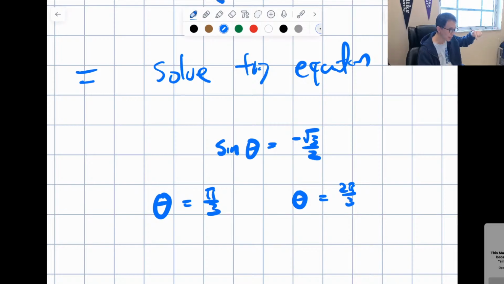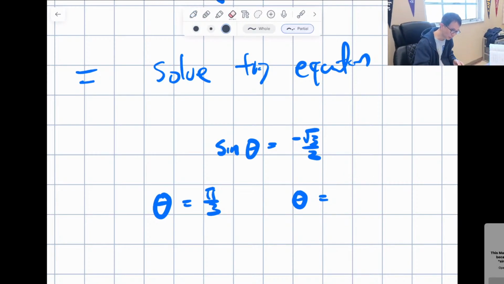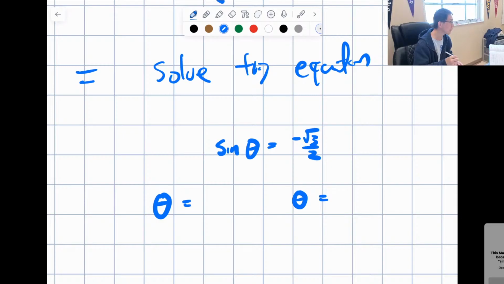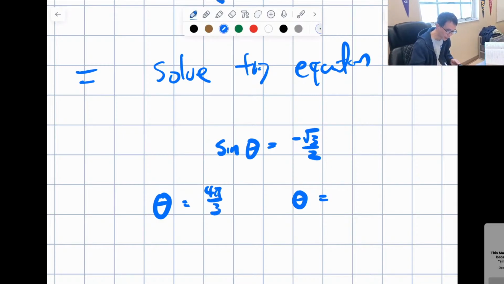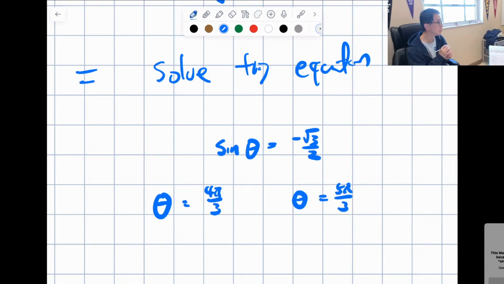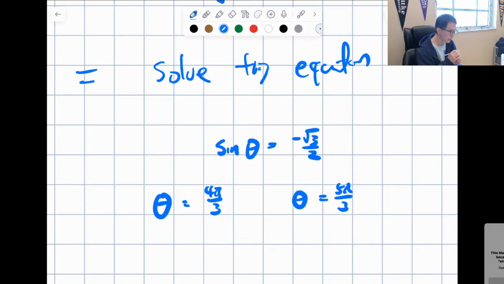So if you have sine of pi over 3, it's going to give you... Oh, hold on a second. It's on the bottom. It's on the bottom. So it should be what? What's on the bottom? 4 pi over 3. So 4 pi over 3. And 5 pi over 3. Thank you. Is that okay?